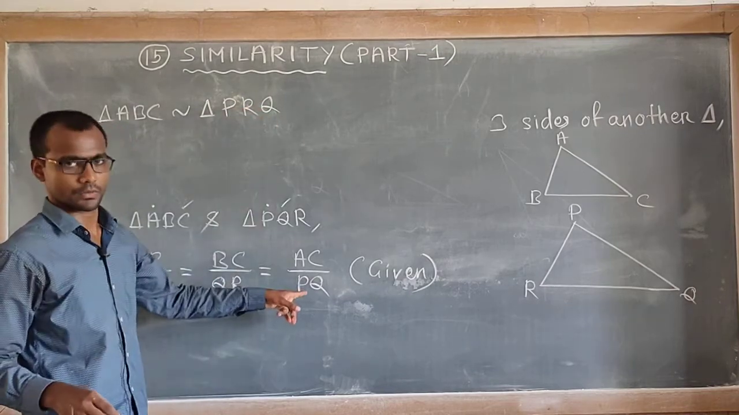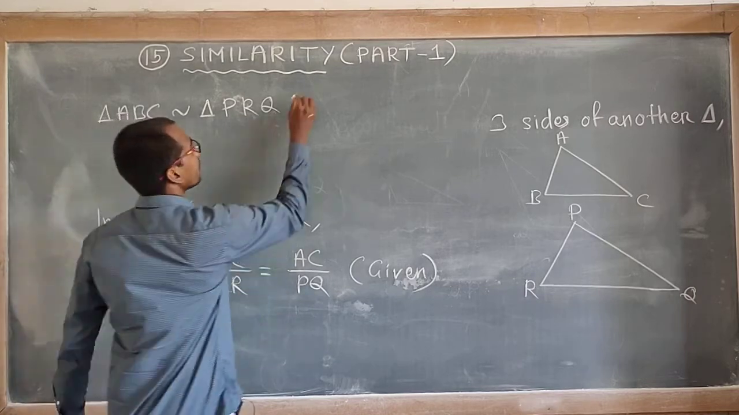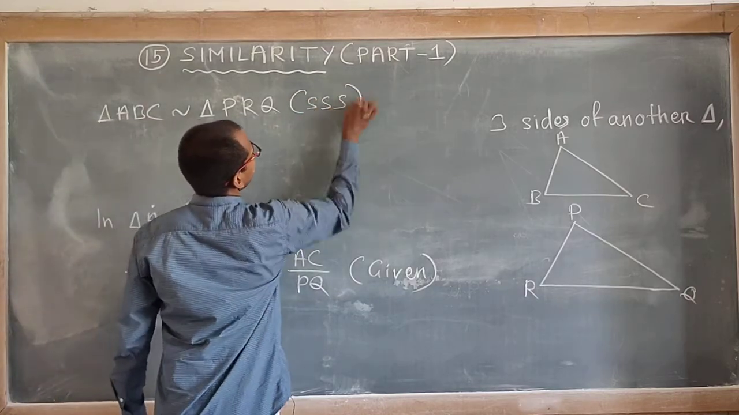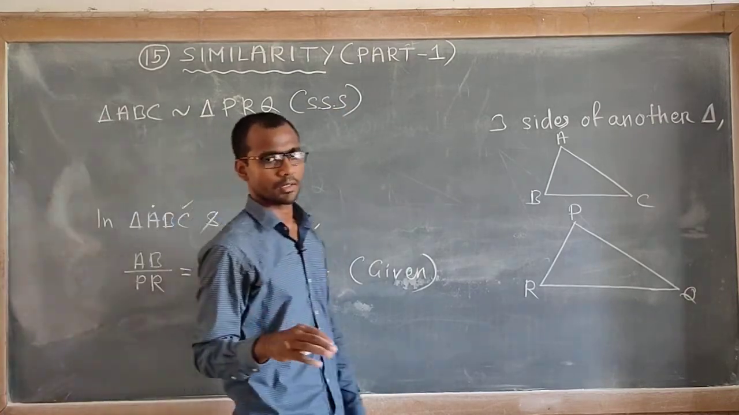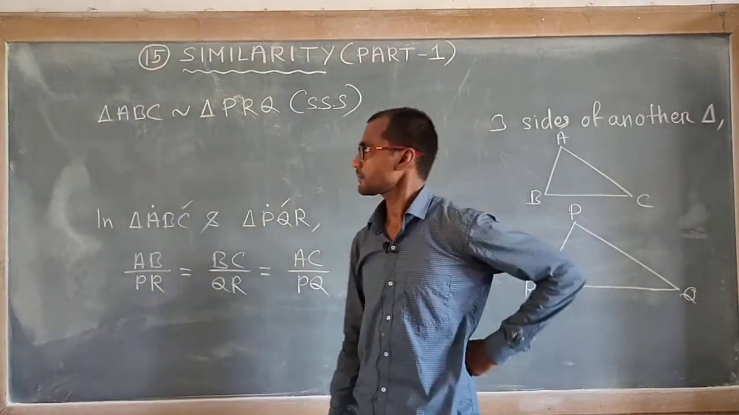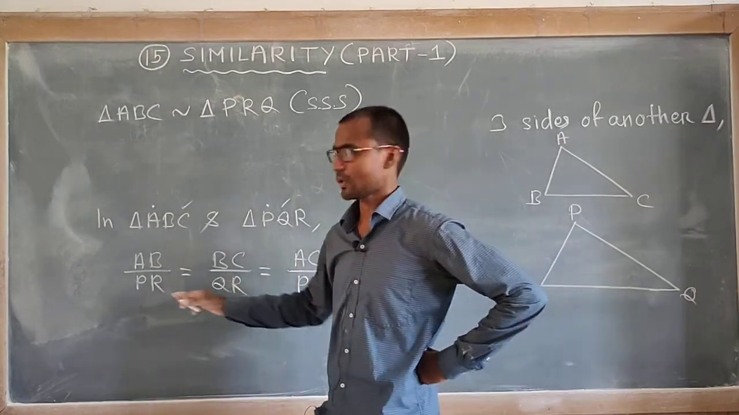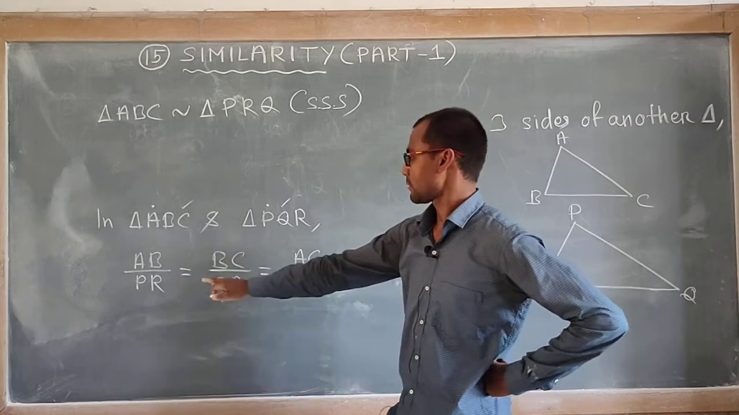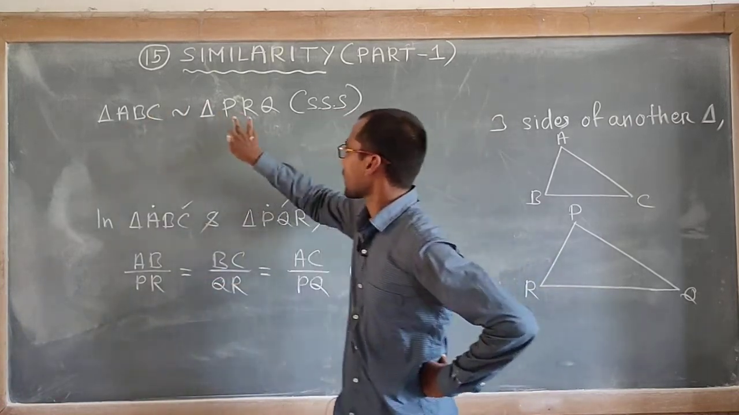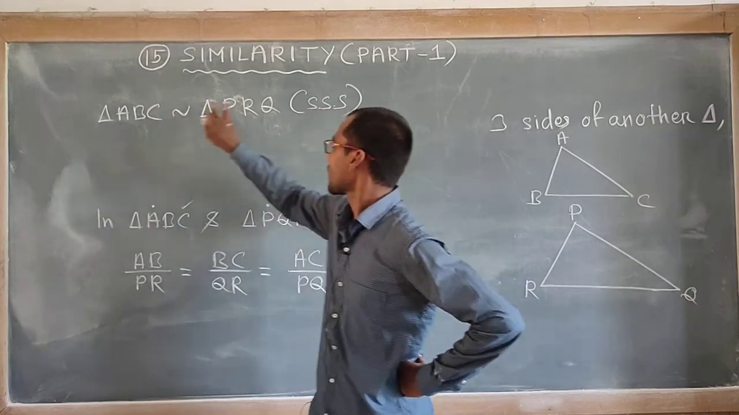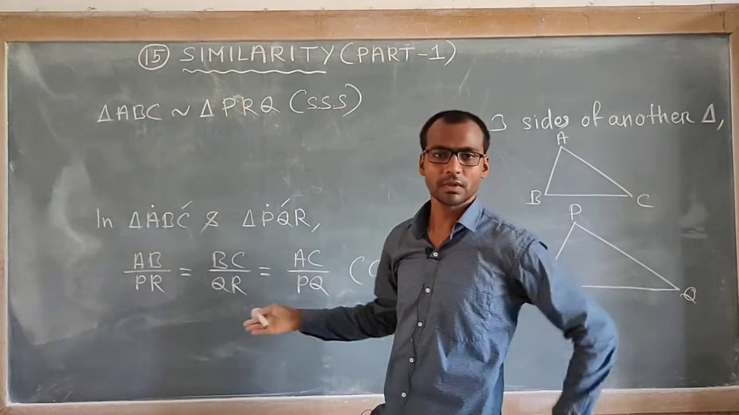You can find the last option from here also, but you don't need to because this is the last option. This is SSS postulate. Once you get the order, you will get everything from the order. I'll not look at this, but everything will be correct. You can check. AB by PR is equal to BC by RQ is equal to AC by PQ. Everything is correct.